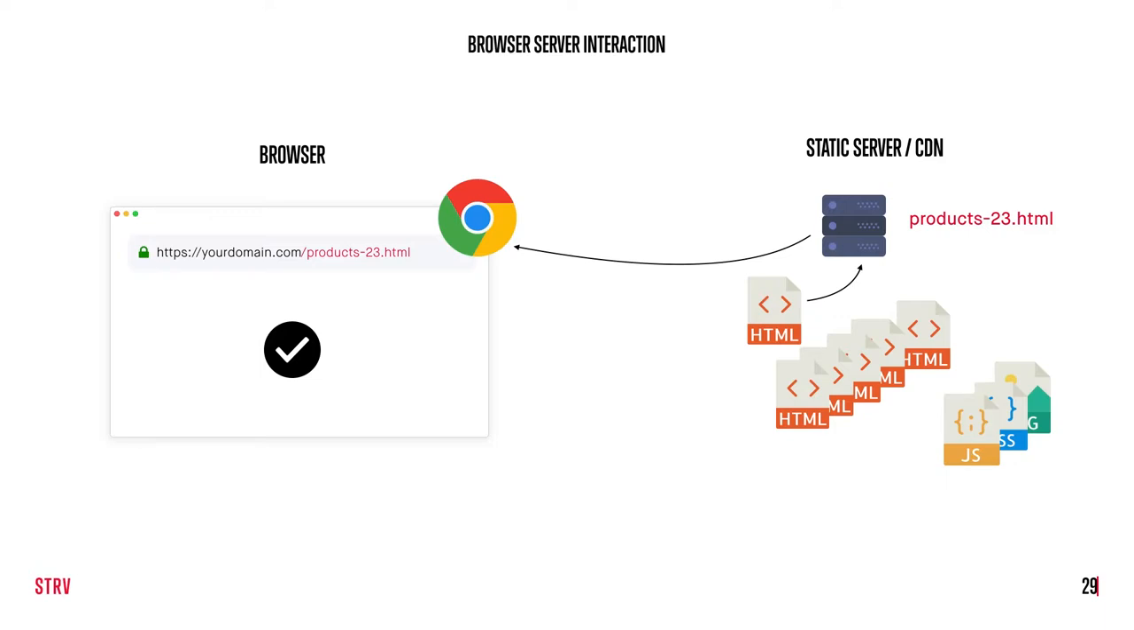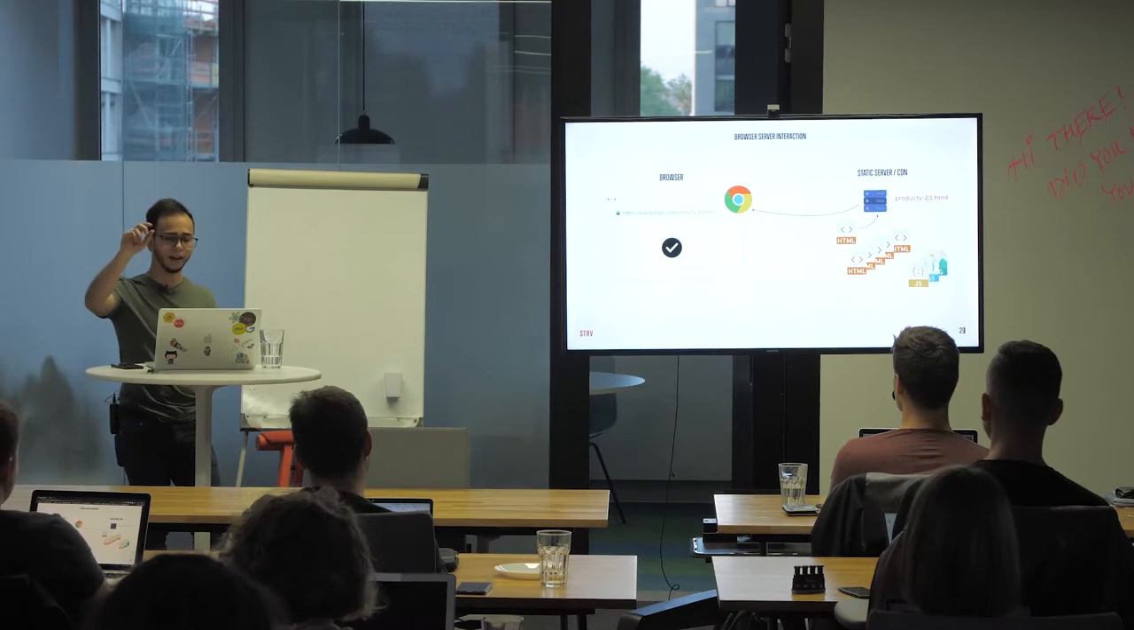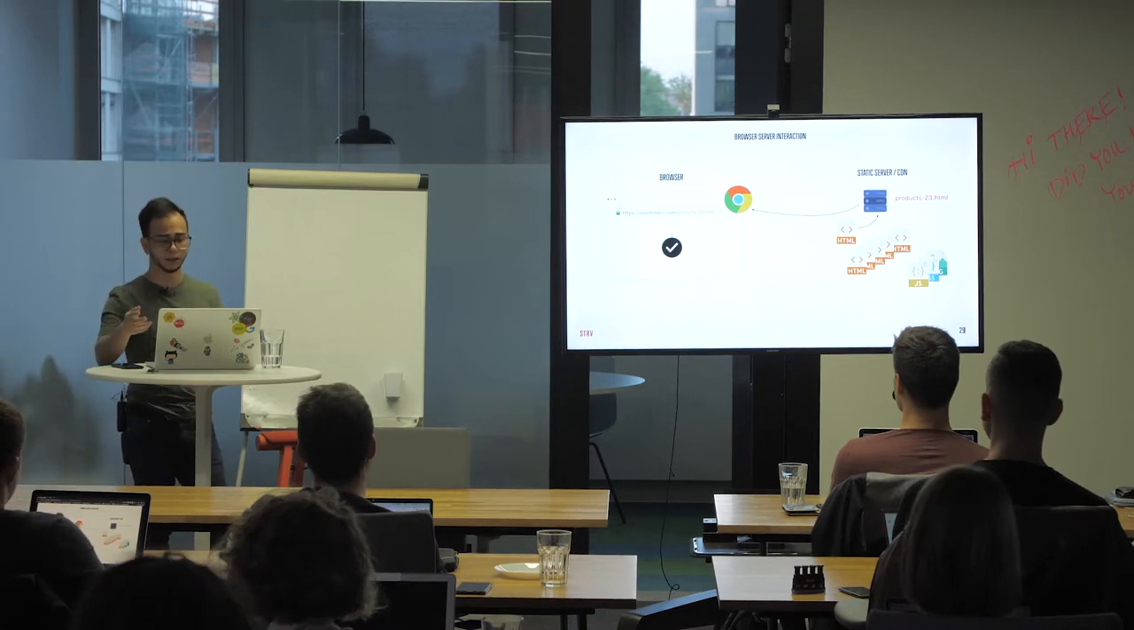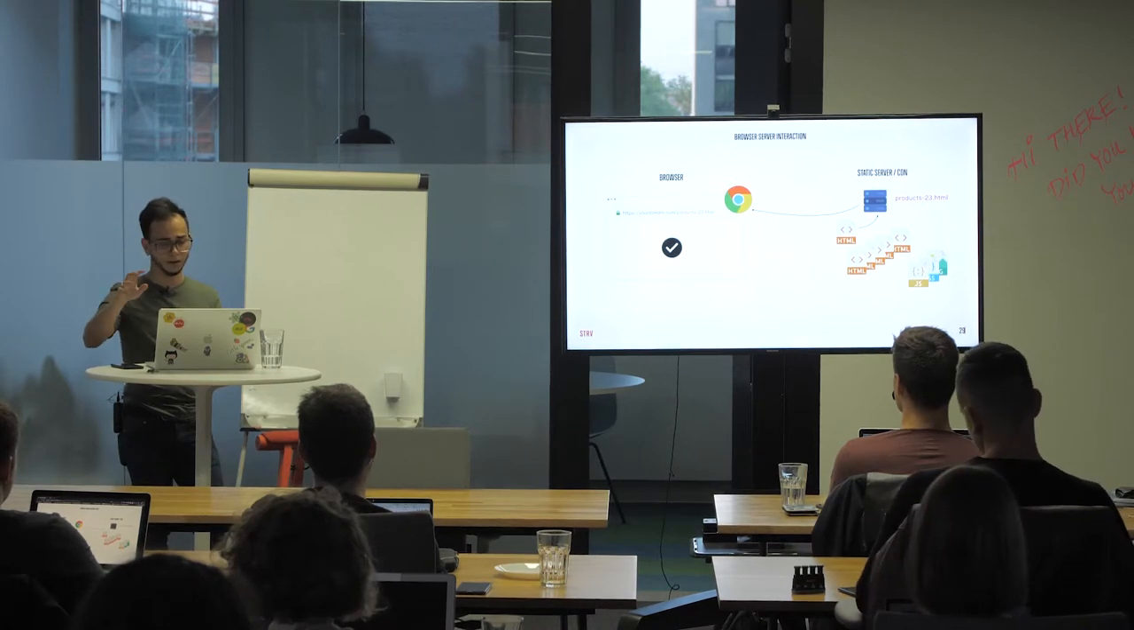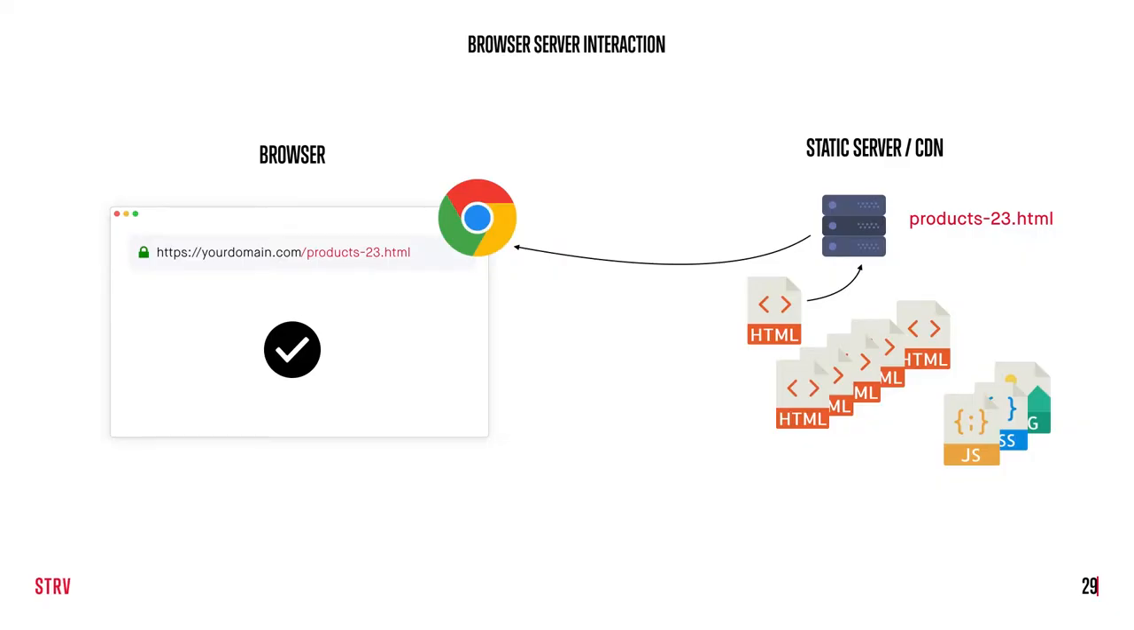By the way, you see products-23.html. You can prettify the URL by just calling products-23. But in the much simpler version, you need to put the extension of the file.